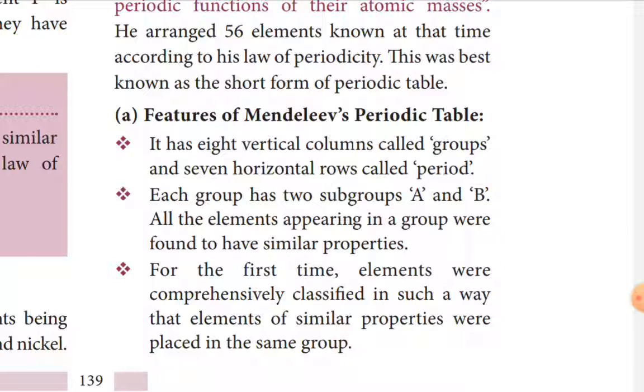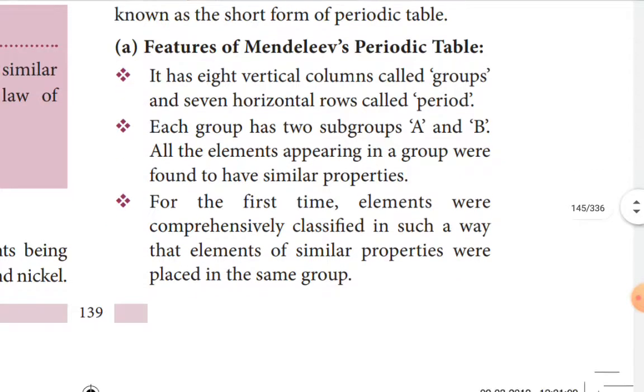How many periods? 7 periods. Then each group is subdivided into A and B. So mentally classify each group into 2 categories: A subgroup and B subgroup. The A subgroup elements have some similarity in their properties. Similarly, the B subgroup elements have some similarity in their properties.